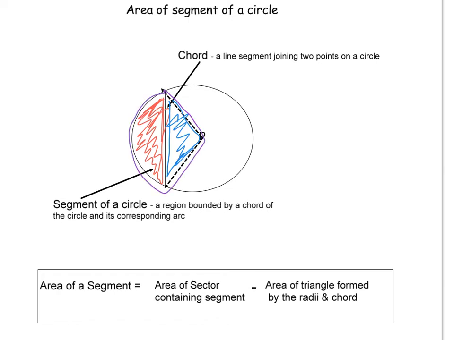So now we know that the area of a segment, and again that's this piece right here, is equal to the area of the sector, that's this whole piece in purple right here, minus the area of the triangle. We see that right here, and that's this blue guy right here. So the area of my segment, that's the red, is the area of the purple minus the blue triangle right here. Let's try one.